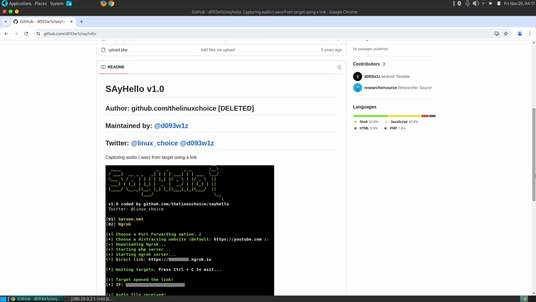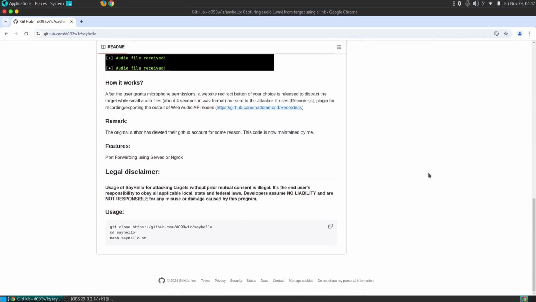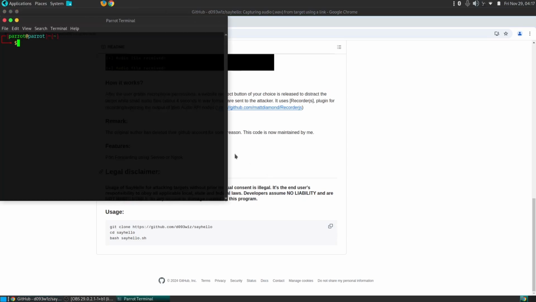Unauthorized use is illegal. SayHello is a tool designed for ethical hacking, a practice that involves using hacking techniques to identify vulnerabilities in systems and networks. It's crucial to emphasize that using this tool for malicious purposes is strictly prohibited and illegal.